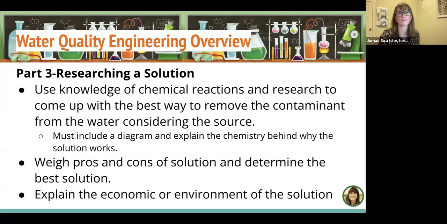So we want them to utilize their knowledge of chemical reactions and combine that with research to come up with the best way to remove this contaminant from the water, considering the source. Usually here we want them to include a diagram showing how to remove the contaminant and explaining the chemistry behind why the solution works. For most nitrates and phosphates, the best type of removal is going to be biological removal using bacteria, and that does present a series of different reactions.